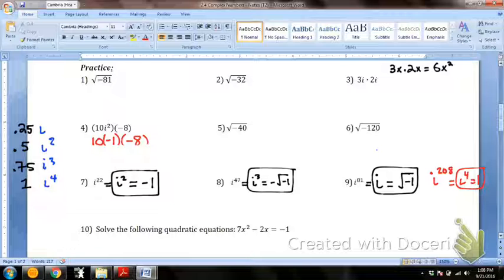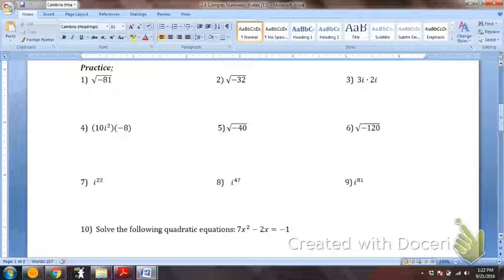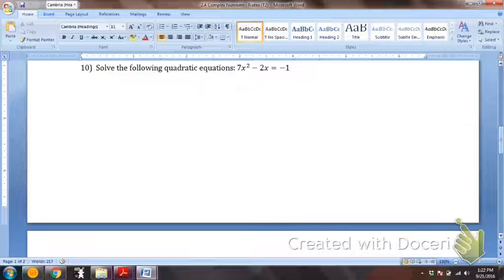Okay, let's look at number 10. It says, solve the following quadratic equation. How are we going to solve this? Okay, first thing is to set it equal to 0. Go ahead and do that. How do you set it equal to 0? Good. Add 1 over.